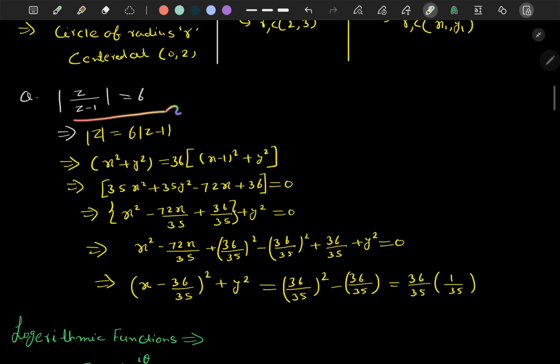Now if we have this equation, |z upon z minus 1| equal to 6, when you solve it, it will go like this. When you square it, x square plus y square equals 36 times x minus 1 whole square plus y square. Now solve it, we are left with this. Now we have to solve it by completing the square. You will simply do x plus y whole square, so take the coefficient of x, halve it and square it.